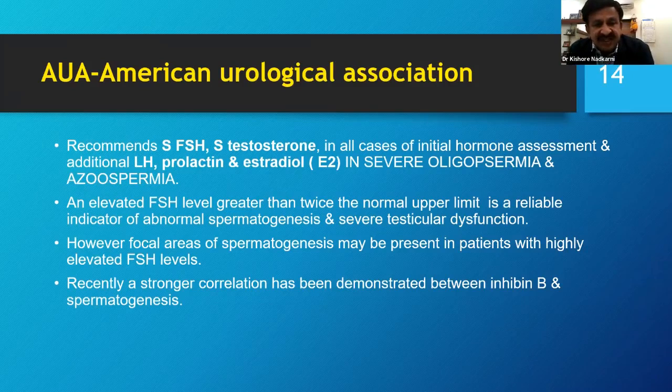An elevated FSH level greater than twice the normal limit is a reliable indicator of abnormal spermatogenesis and severe testicular dysfunction. However, focal areas of spermatogenesis may be present in patients with highly elevated FSH, and that is the basis of a micro-TESE. Recently, a stronger correlation has been demonstrated between inhibin B and spermatogenesis.